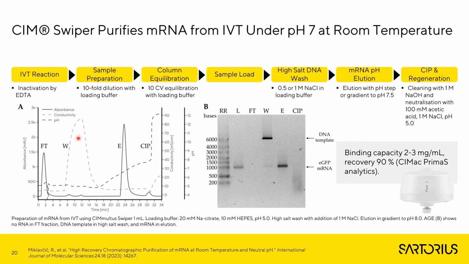We follow the same high salt wash step to remove templates and other contaminants. And then we can do, again, a step or linear pH gradient elution to recover the RNA product. Now, the key difference here is that we achieve elution of the RNA at a pH of 7 to 7.5, which means that upon elution, the RNA does not need to be neutralized and is actually present in a buffer which can frequently be used for other downstream applications.